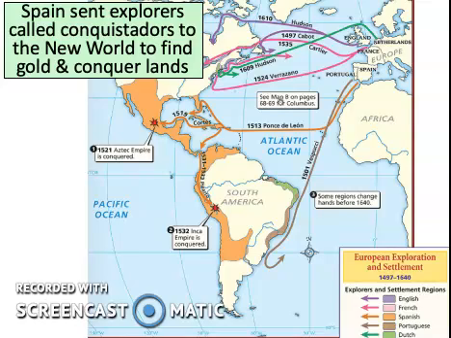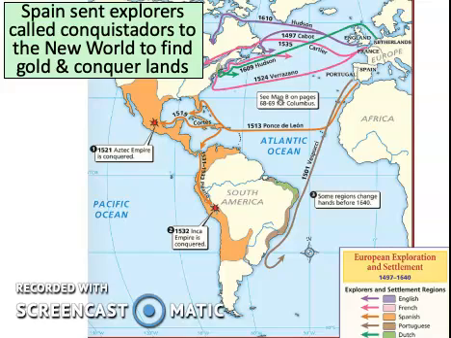Now, the other thing is going to be the change in the economies of Europe. Now, this is all going to be precipitated by the Spanish, who are going to send explorers called conquistadors to the New World. Now, the conquistadors are there to find gold and conquer lands. Now, of course, they will write back about how they're attempting to Christianize the Native Americans. Remember the 3 Gs that we talked about in the last particular video.